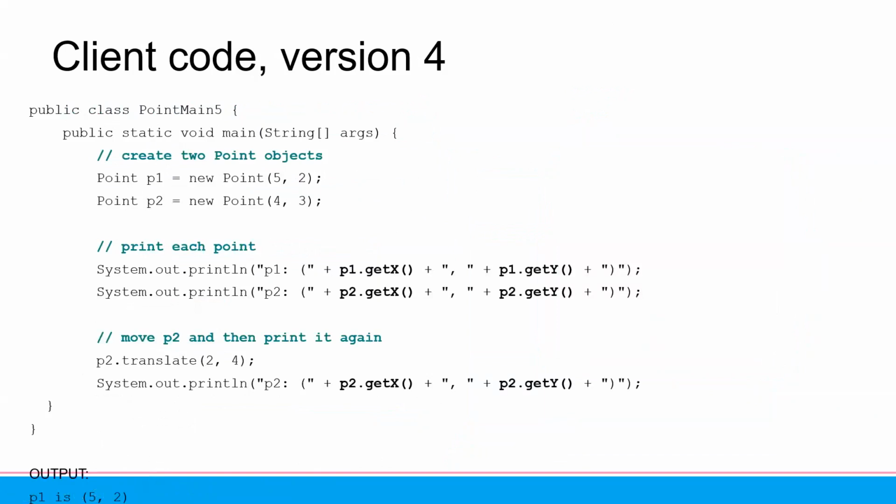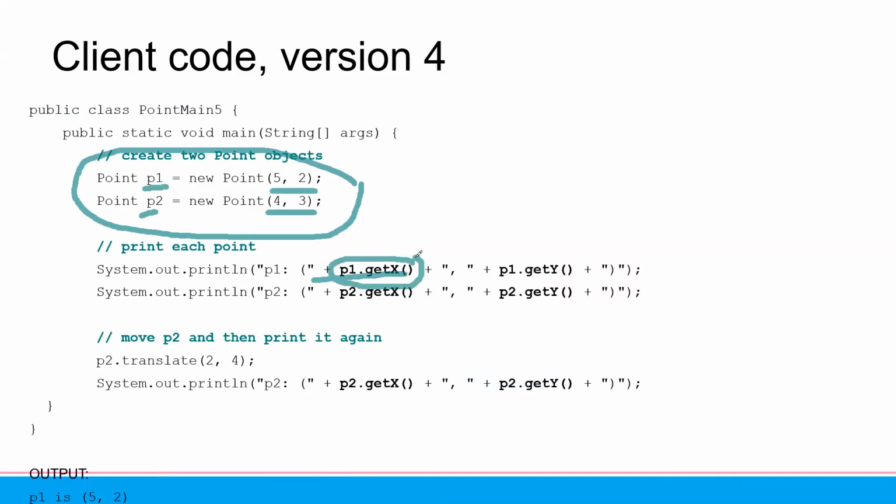And in the PointMain5, you will see code like this. We have P1 with 5,2, P2 with 4,3, and after I define these two points, I would like to get the values. Now I'm using the function getX, I'm not accessing the variable directly. And then I have getY. I want to get x, get y, and then I translate the point. After I translate the point, I would like to get the new x and the new y.